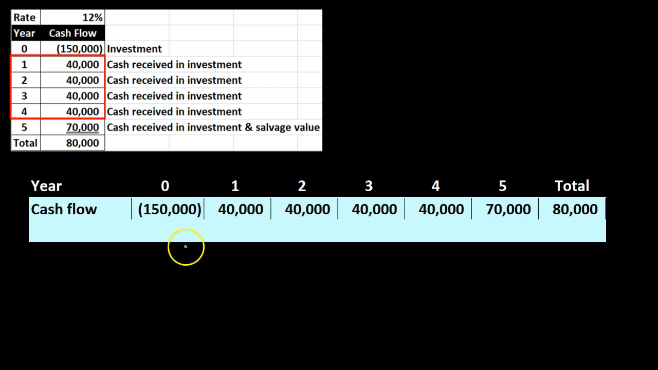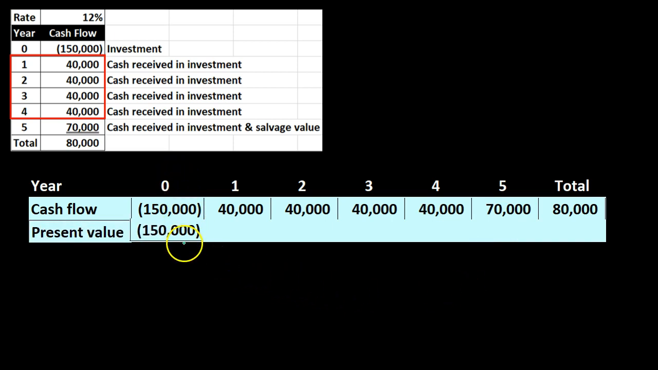So in this case, all we would do is say, all right, here are the cash flows. I'm breaking them out: 150, 40, 40, 40, 40, and then 70 in year 5. And then we would just present value each year. So each year we're just going to present value.